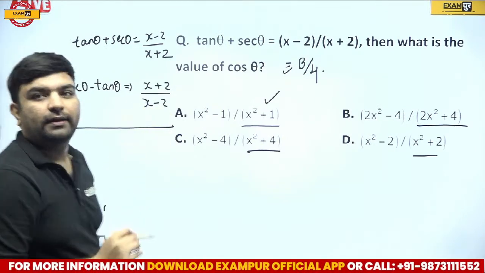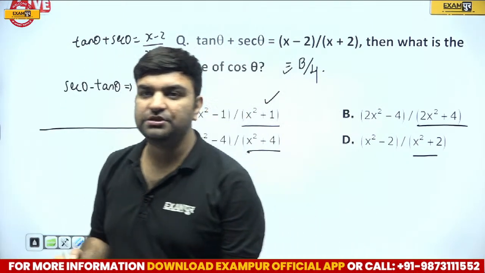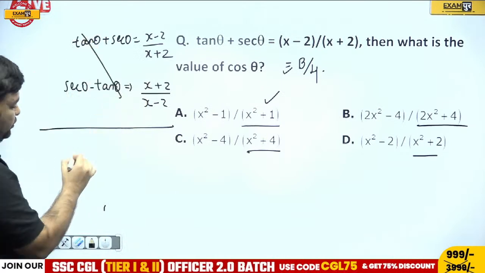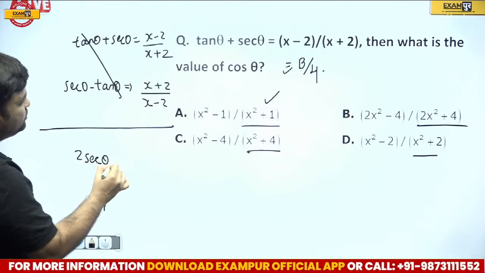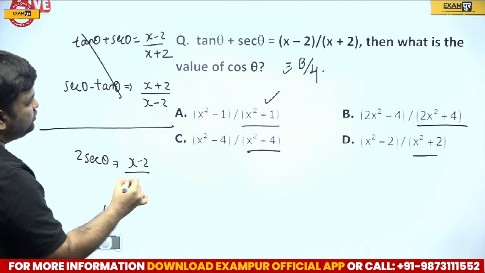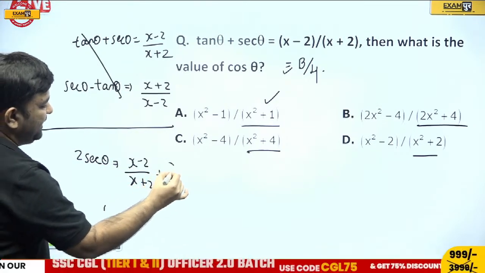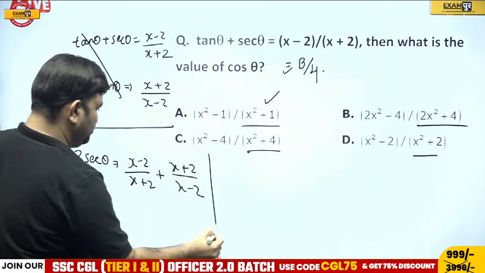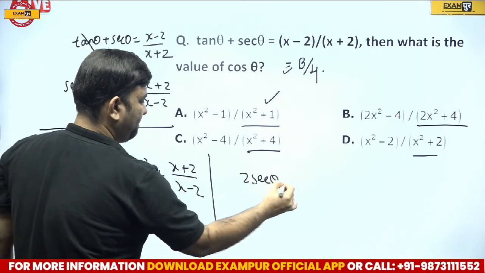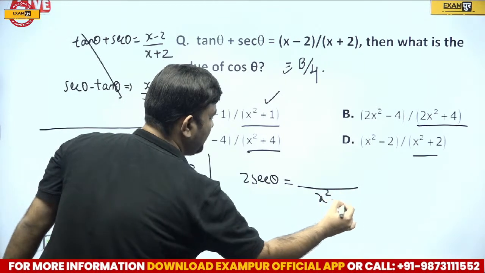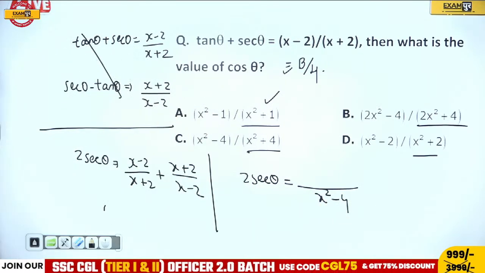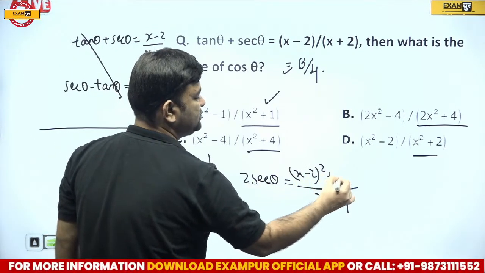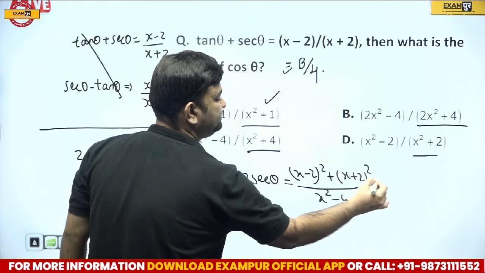Adding both equations. On adding both, 2 sec theta will come: x minus 2 upon x plus 2 plus x plus 2 upon x minus 2. Taking the LCM x square minus 4, it is x minus 2 whole square plus x plus 2 whole square.